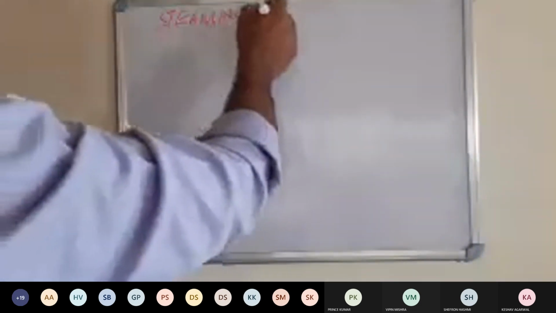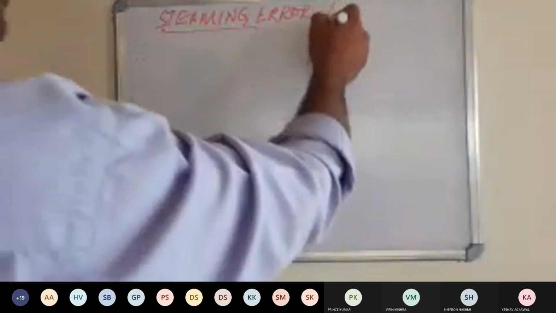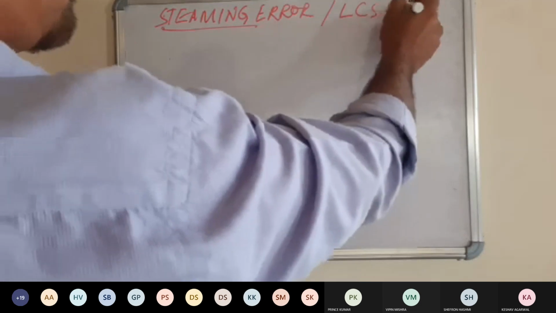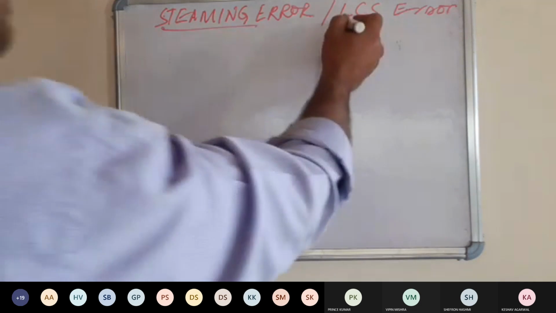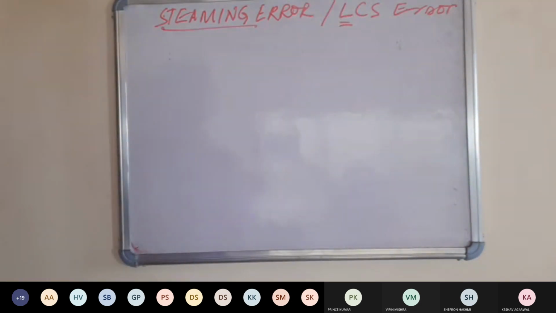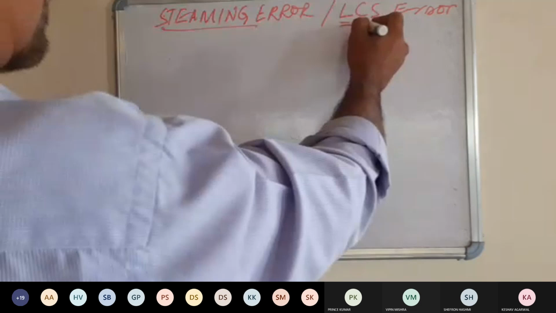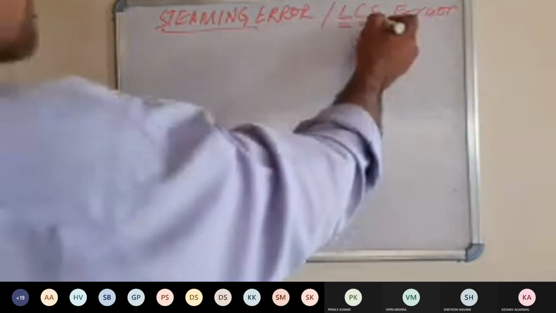Next one is steaming error. Steaming error is also known as LCS error. Why? Because when we are steaming, what we are doing? We are steaming at some place, some latitude. We are doing some kind of course, and we are doing some kind of speed. So LCS is about course and speed that we are doing at a given latitude. That means तीनों का factor होता है.